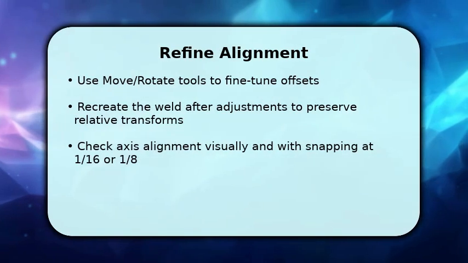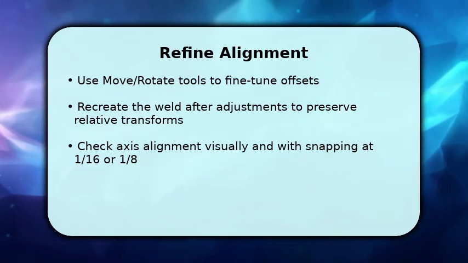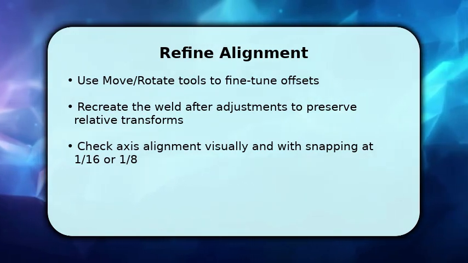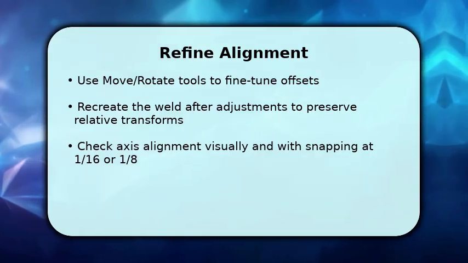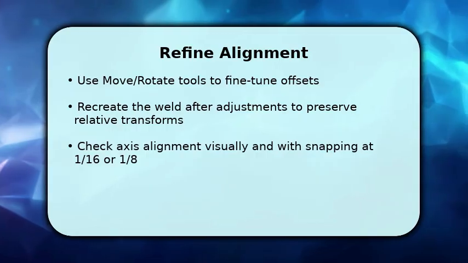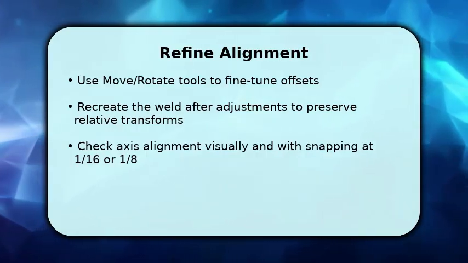Once the initial weld exists, refine the connection by moving or rotating one piece while watching the relative transform. You should recreate the weld after final positioning because welding captures current offsets. Otherwise, you'll inherit old transforms.